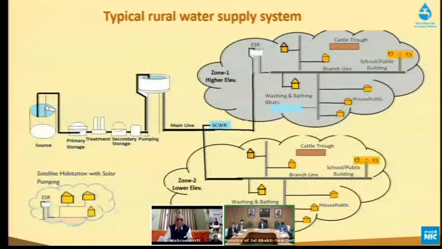This slide I would like to explain. This is a very typical rural water supply scheme, and I have tried to show the different components. When we talk about it, start from the source. The source can be either groundwater or surface water.